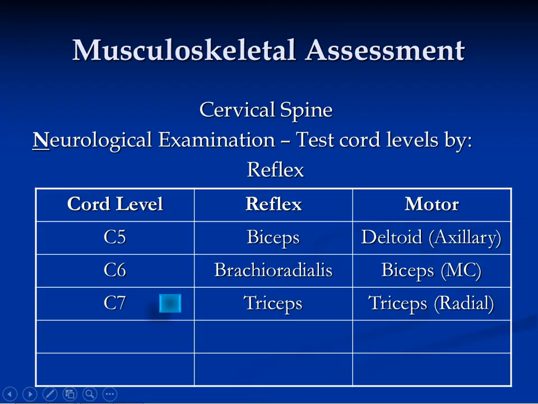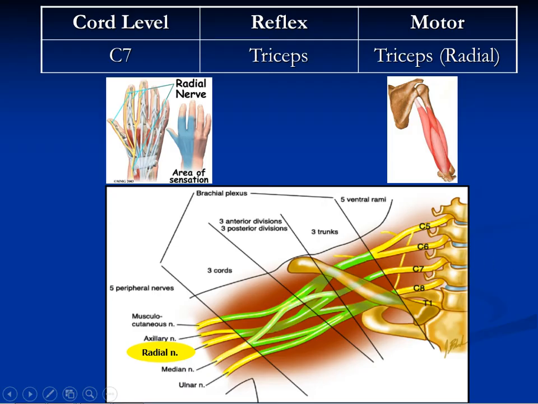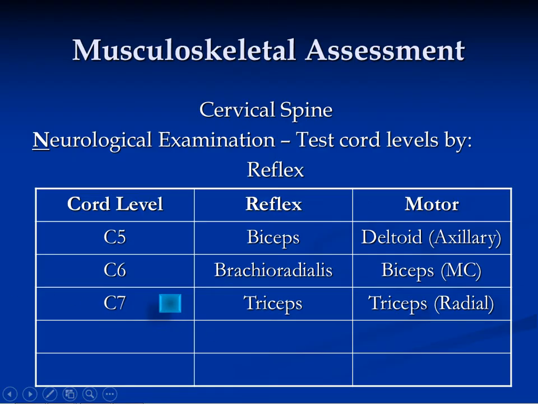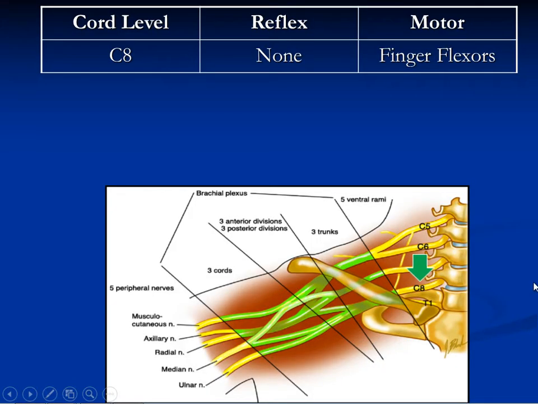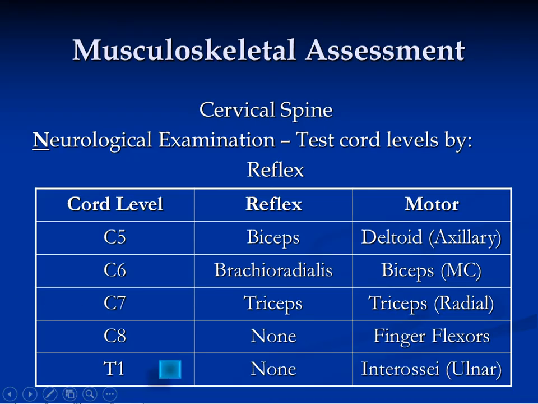C7 is responsible for the triceps reflex through the radial nerve and the triceps muscle. There is no reflex associated with C8. C8 innervates the finger flexors. And there is no reflex associated with T1. T1 innervates the interossei through the ulnar nerve.